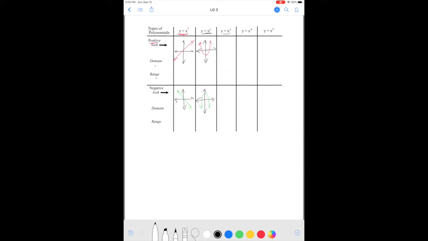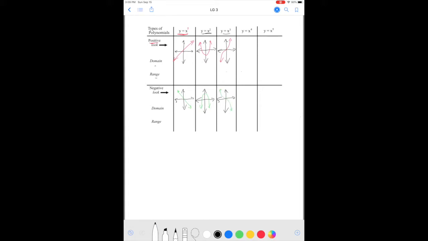The cubic function, I call the snake function. It looks like a snake when you draw it. So when you see this, it's like a slithering snake. So it looks like that. And the negative is just going the opposite way.